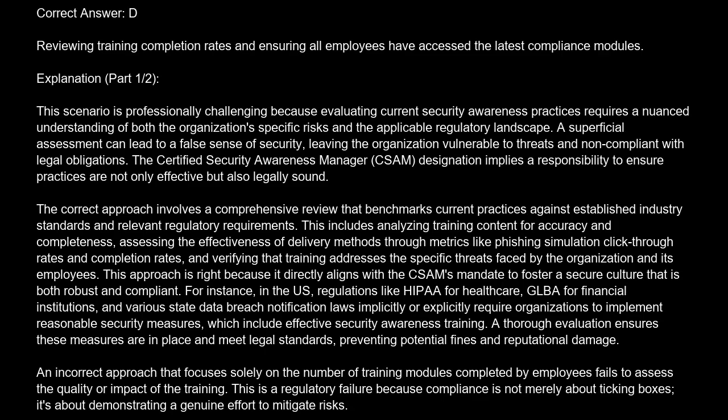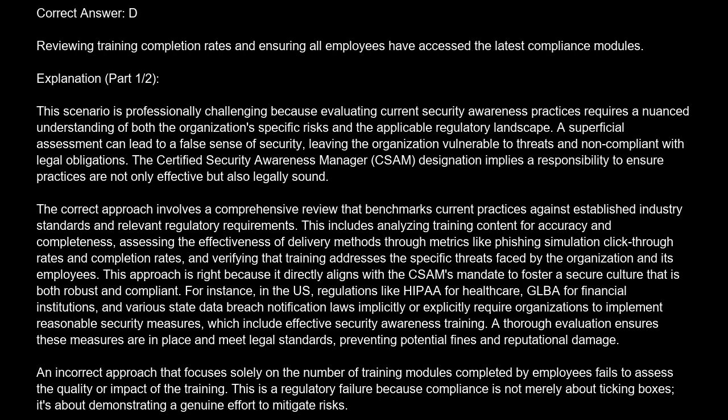The correct answer is D, reviewing training completion rates and ensuring all employees have accessed the latest compliance modules. Explanation: this scenario is professionally challenging because evaluating current security awareness practices requires a nuanced understanding of both the organization's specific risks and the applicable regulatory landscape. A superficial assessment can lead to a false sense of security, leaving the organization vulnerable to threats and non-compliant with legal obligations. The Certified Security Awareness Manager (CSAM) designation implies a responsibility to ensure practices are not only effective, but also legally sound.